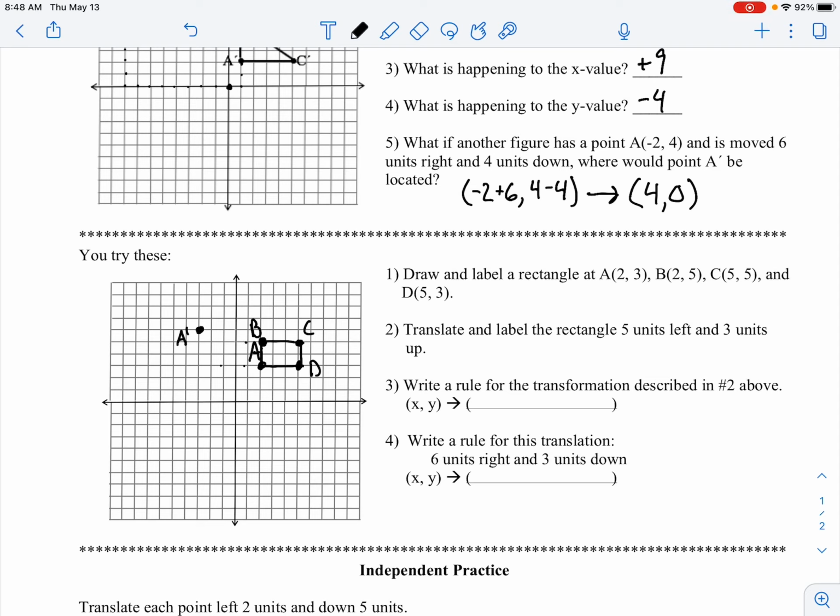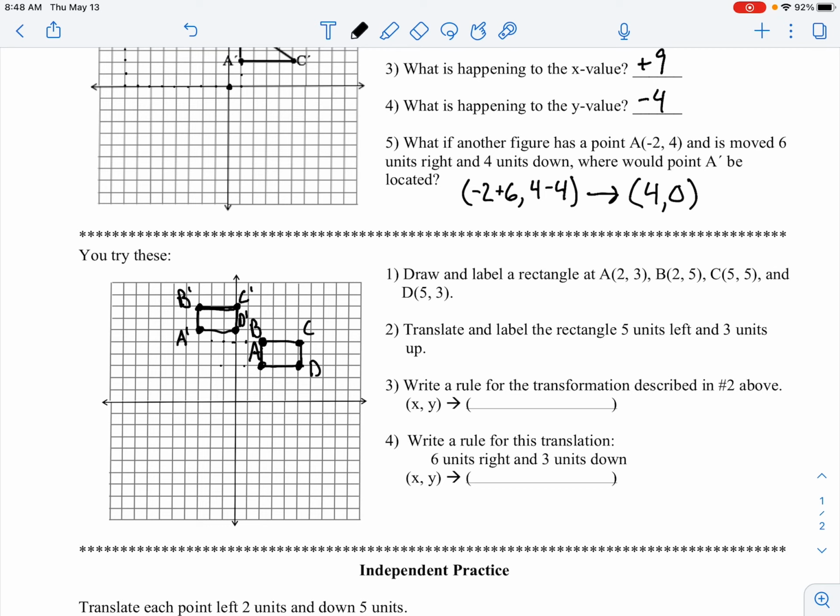Same thing with B, we're going 5 units left and 3 up, so 1, 2, 3, 4, 5, 1, 2, 3. There is B prime. Same thing with C, 1, 2, 3, 4, 5, 1, 2, 3. C prime. And then finally D prime, 1, 2, 3, 4, 5, 1, 2, 3. And there is D prime.